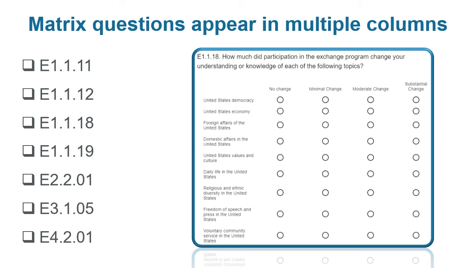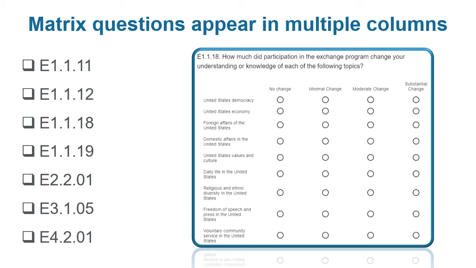The other question type I wanted to discuss is the matrix question type. For mode, this includes survey questions for indicators E1.1.11, E1.1.12, E1.1.18, E1.1.19, E2.2.1, E3.1.05, and lastly E4.2.01. A matrix question refers to questions that ask respondents to choose a response from a series of items that are often related to a central question.